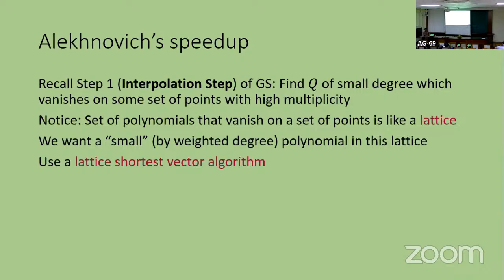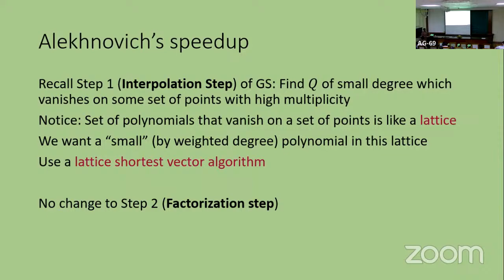And we wanted a small degree polynomial that vanishes on these. If you think of weighted degree as your measurement norm, then the problem is equivalent to finding a small vector in this lattice. And he does give a lattice shortest vector algorithm; you can use a different one if you like. But this nice, cute observation by Alekhnovich led to a speed up of the interpolation step. And he didn't change the factorization step because that was not the bottleneck.